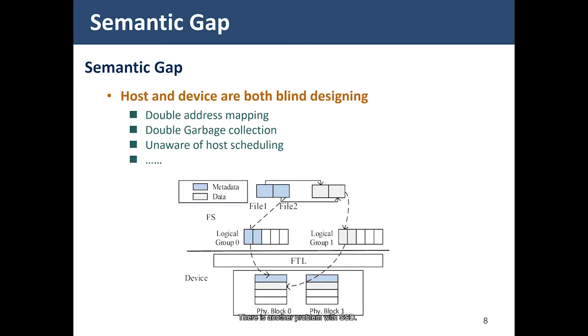There is another problem with SSD. The file system and SSD work independently, which leads to semantic gaps. The host and the SSD device are both bluntly designed without knowing each other's schemes. As a result, both the host and the SSD manage their own address mapping, garbage collection, and other redundant work. I will show a data grouping scheme in FS that is broken by the device FTL algorithm. Data in the logical groups are mapped randomly in physical blocks.